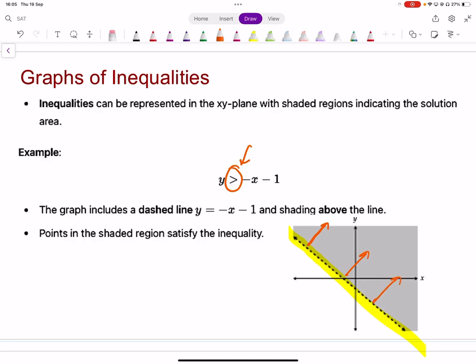Now, since this was a strict inequality, as in it was just greater than and not greater than or equal to, the line that you have here is a dotted line. If you had greater than or equal to here, that means the points on the line are also valid. They also satisfy the inequality. In that case, you would make this a solid line like this. When you have an equal to sign, you make a solid line. Otherwise, you make a dotted line like this. All right?